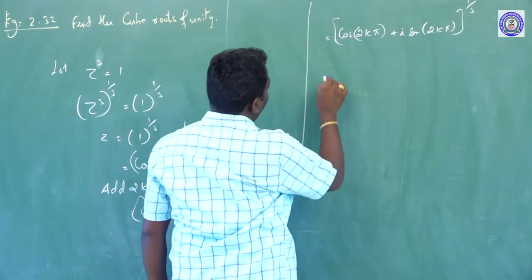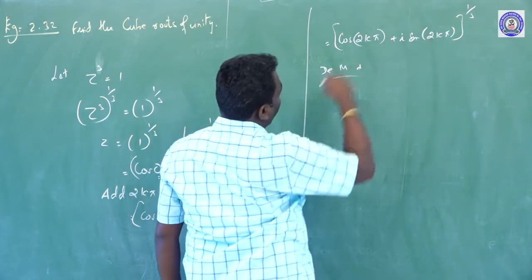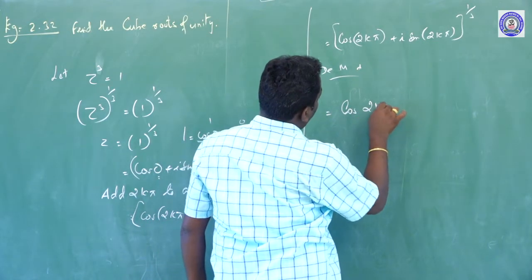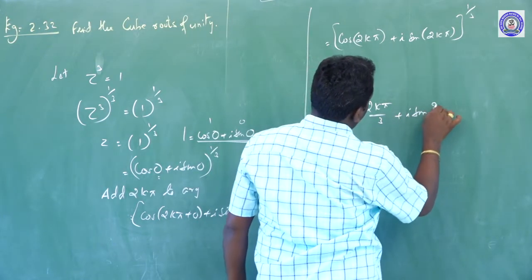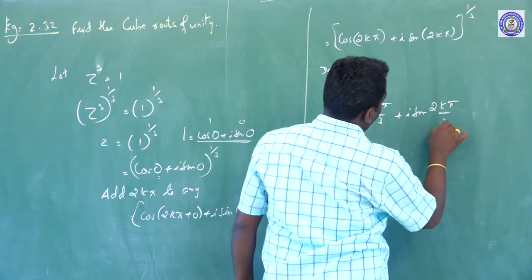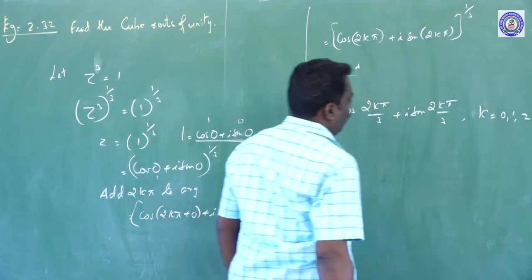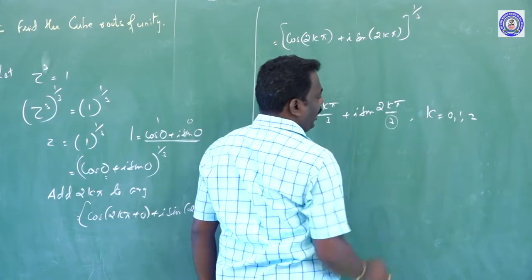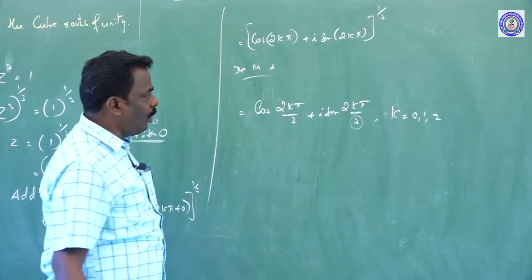Now, applying De Moivre's theorem to bring the power inside the bracket, that is equal to cos(2kπ/3) + i sin(2kπ/3), and here k takes values 0, 1, 2. So, always k takes values up to the divisor, which is 3, therefore the remainders are 0, 1, 2.